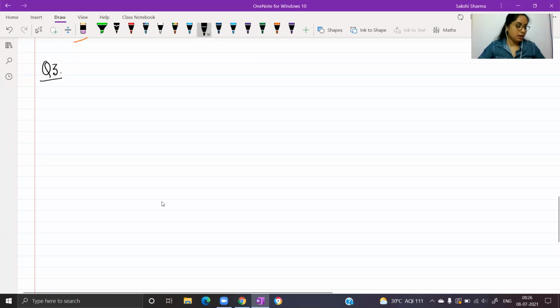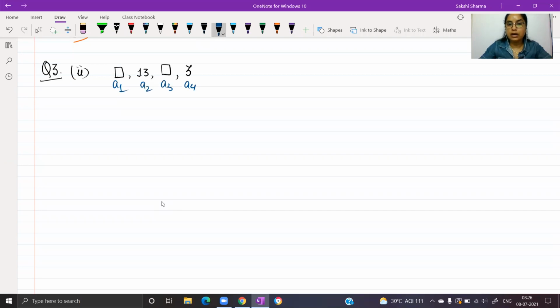Question number 3. I'm going to start with the second part here. So simply this is A1, A2, A3, and A4. I have the values for second term, 13, fourth term, 3. Apply the formula A plus D equals 13. For the fourth term, it will be A plus 3D equals 3. Solve the 2 equations.